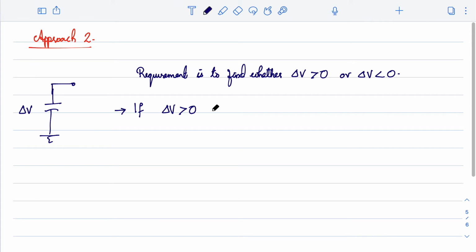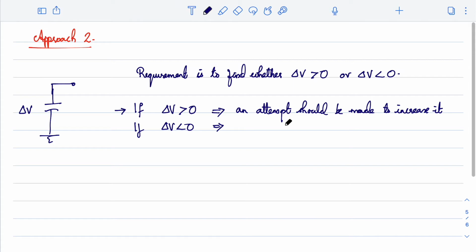That means if delta V is greater than 0, an attempt should be made to increase it, right? In a similar way, if delta V is less than 0, an attempt should be made to decrease the value, right? When I say an attempt should be made to increase it, what I meant is that finally we should be able to make a decision, and eventually that should hit either the positive supply or the negative supply, right?